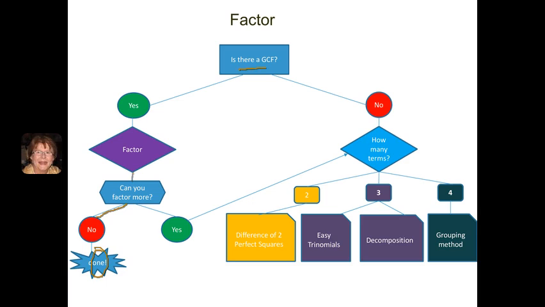If there is no GCF, then you ask yourself the question, how many terms? If there are two terms, we'll look at that in a later voice thread. You will use the difference of two perfect squares method. If there are three terms, you will learn in later voice threads that you decide between the easy trinomials and the decomposition method. If there are four terms, you will ask yourself the question, how will I group my terms? And you will learn that in another voice thread.